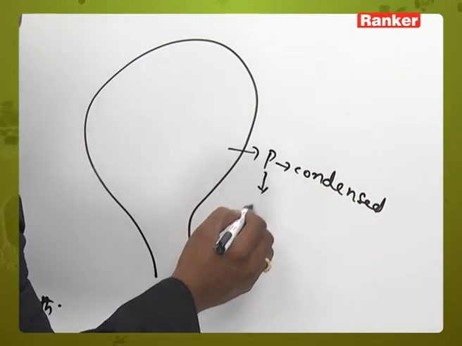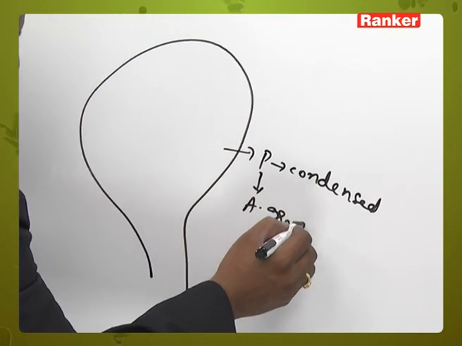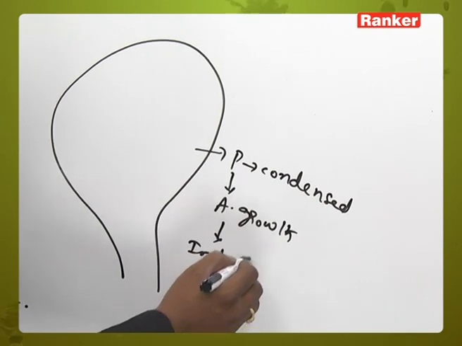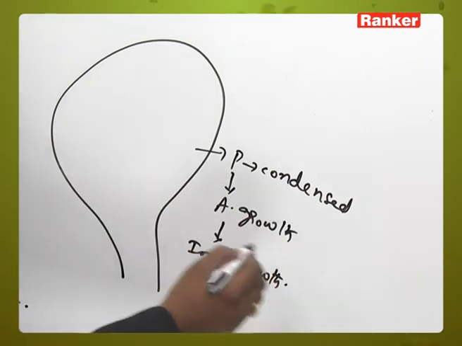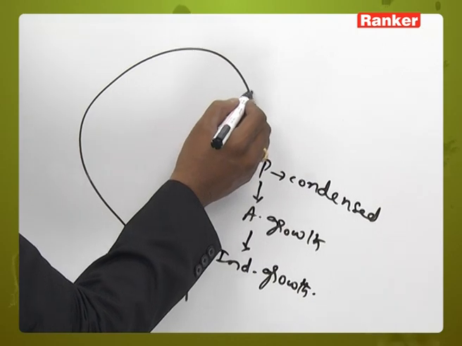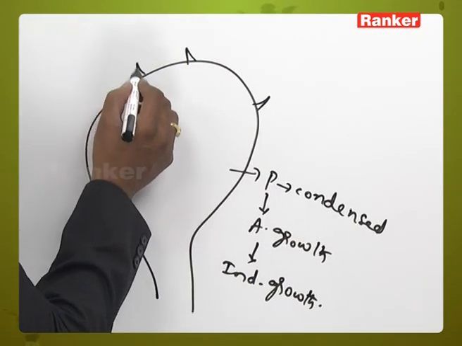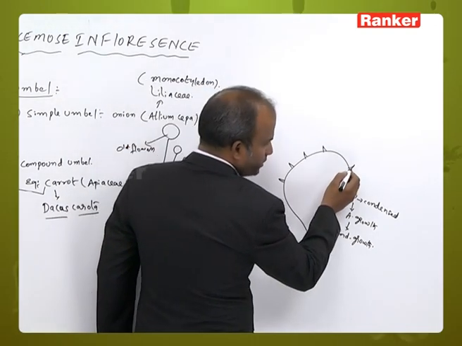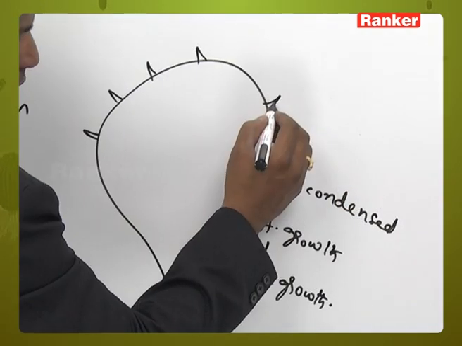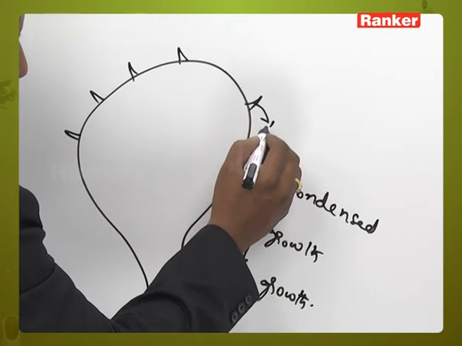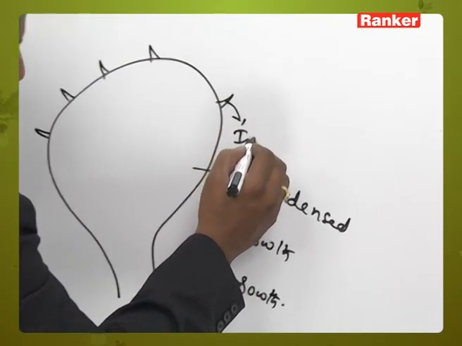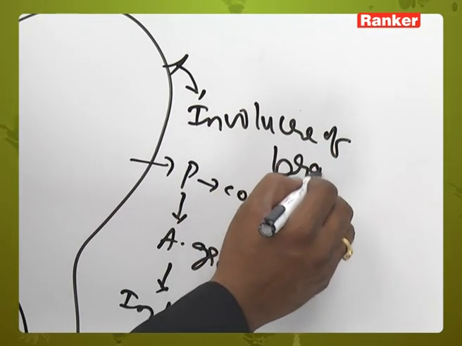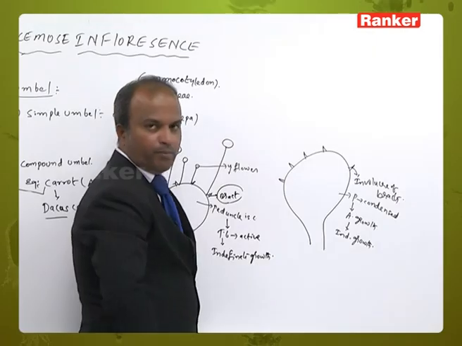This peduncle shows active, indefinite growth. On this condensed peduncle there are numerous bracts. As these bracts are forming a whorl on this condensed peduncle, it is called an involucre of bracts.